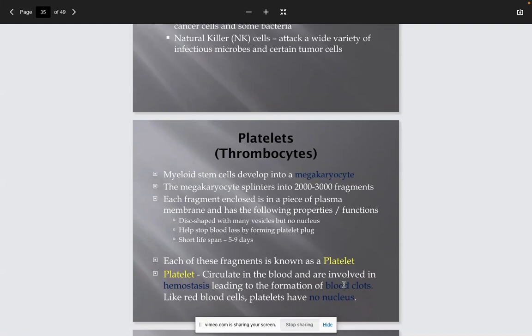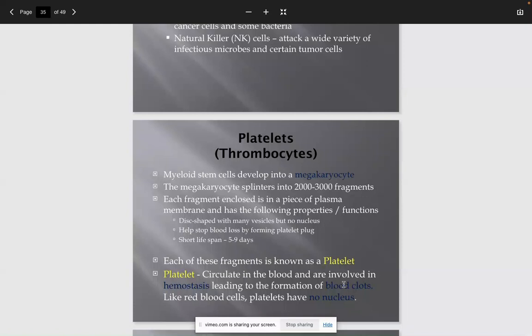So again, you have the pluripotent stem cell present in the bone marrow. It gives rise to the megakaryocyte, and the megakaryocyte will fragment and then form platelets. So each of these fragments is known as a platelet. Platelets are responsible for hemostasis. Hemo means blood, so causing blood clotting, leading to the formation of a blood clot. Like red blood cells, platelets also have no nucleus.